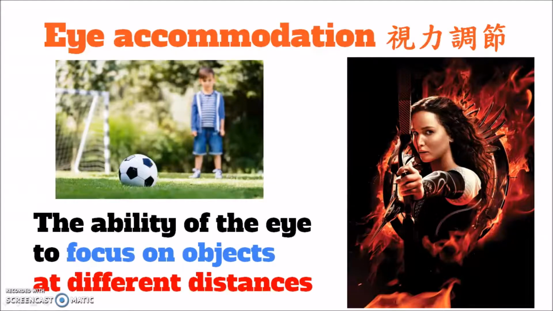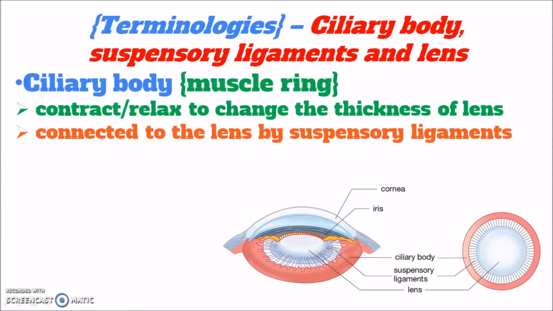Let's recall the basic study skills including terminologies, observations, and key questions. First of all, we need to recall the basic concepts of the eyeball structures involved in eye accommodation. They are ciliary body, suspensory ligaments, and the lens. We have to identify the adaptive features of those structures.